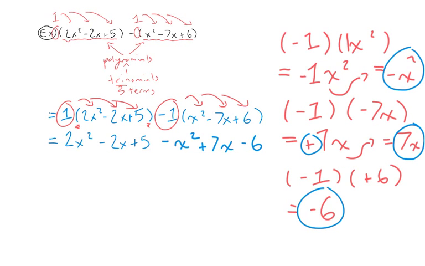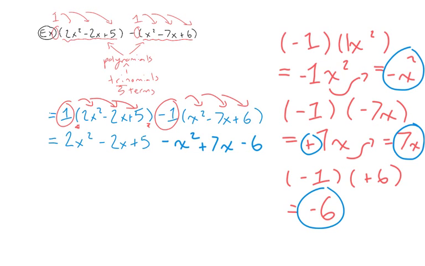You might notice a pattern here. When you multiply a term by −1, it stays exactly the same except the sign changes to the opposite sign. So x² becomes −x². −7x becomes +7x. +6 becomes −6. That is a shortcut you can use. However, I'm showing you all the steps.